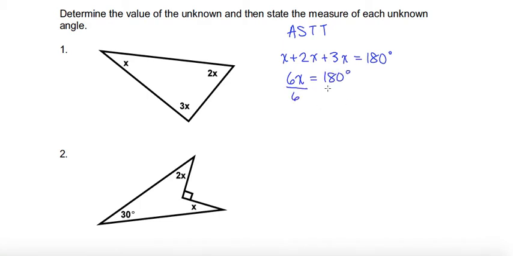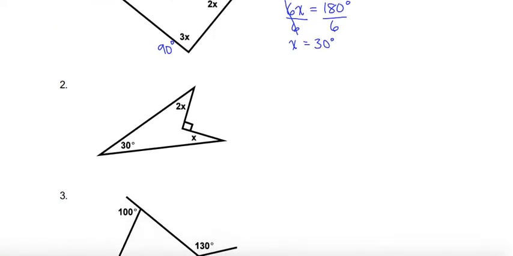I'm going to divide both sides of my equation by the coefficient in front of my x. 6 divided by 6 is x, and 180 divided by 6 is 30. So this angle right here is 30 degrees. 2 times 30 is 60, so this one's 60 degrees, and 3 times 30 is 90 degrees. So that's how we solve for those unknowns. Let's take a look at our other shape.